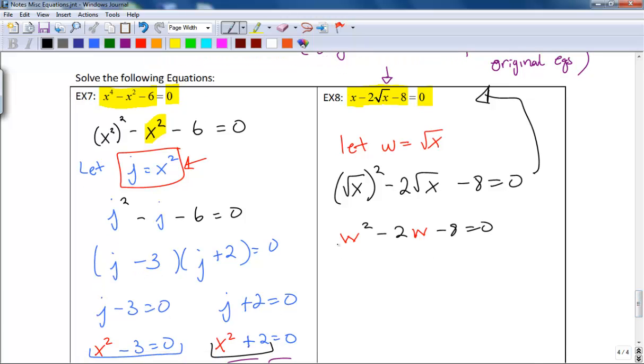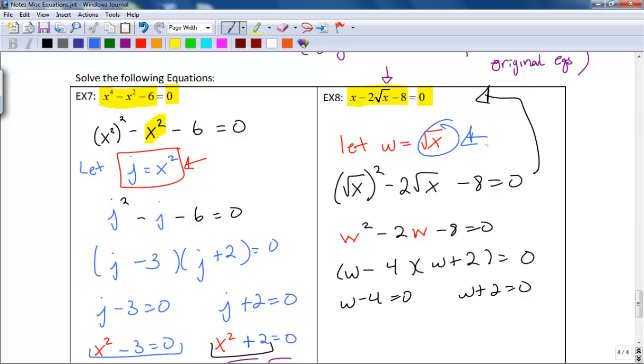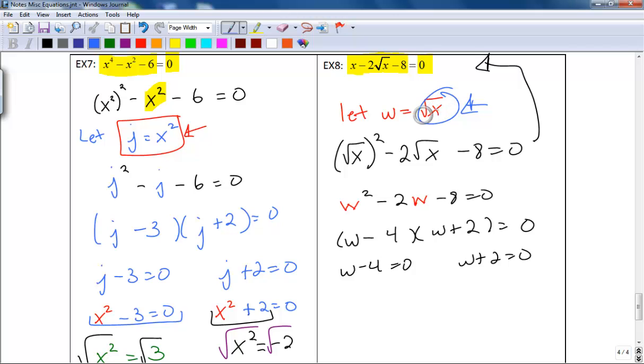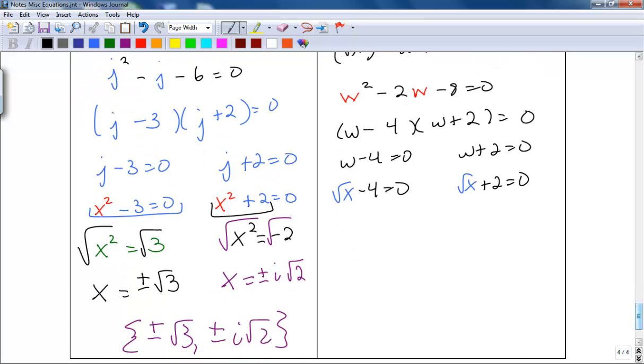w squared minus 2w minus 8, no GCF. w minus 4 and w plus 2. So I get w minus 4 and w plus 2. So set each one of these factors equal to 0. And then you have to remember that you don't care about w. You care about x. So you got to get rid of the w's and place the original back in there. And remember, w is equal to the square root of x. So now I rewrite it as the square root of x minus 4 equals 0, and then the square root of x plus 2 is equal to 0. Great. Okay, let's solve these guys.